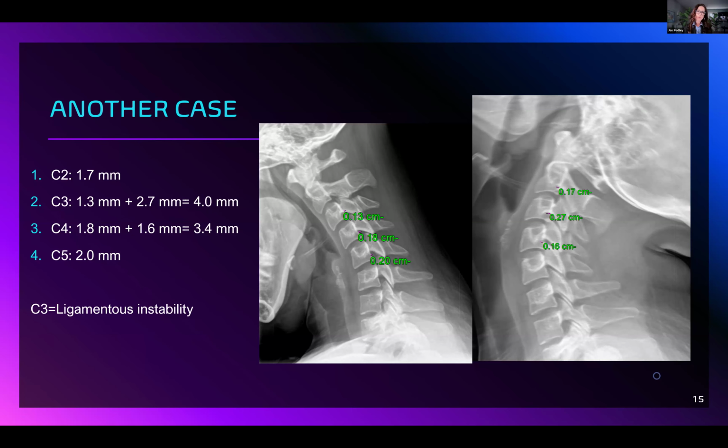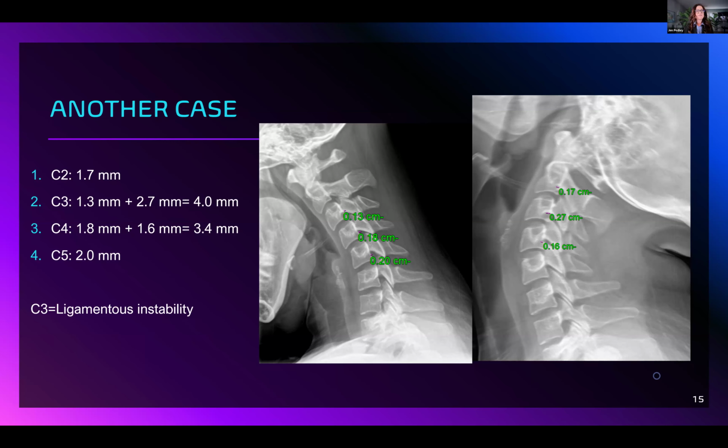Some people might argue like, well, isn't there a little bit on flexion? Eh, that one, it's less than 1.0 millimeter. I could barely even get anything on the measurement.